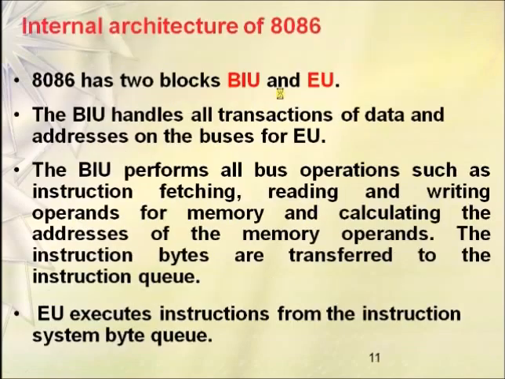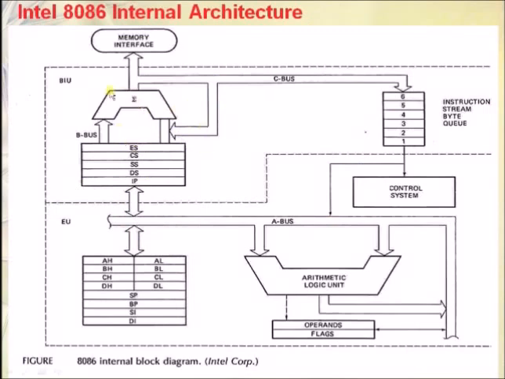It means that while the BIU is fetching the instruction from the memory, the execution unit will be executing the previously fetched instruction which is taken from this instruction byte queue. The instruction is stored inside this queue from one end, and from the other end the execution unit retrieves that instruction and executes it. So simultaneous fetching as well as execution happens, and that is why both are independent in nature.